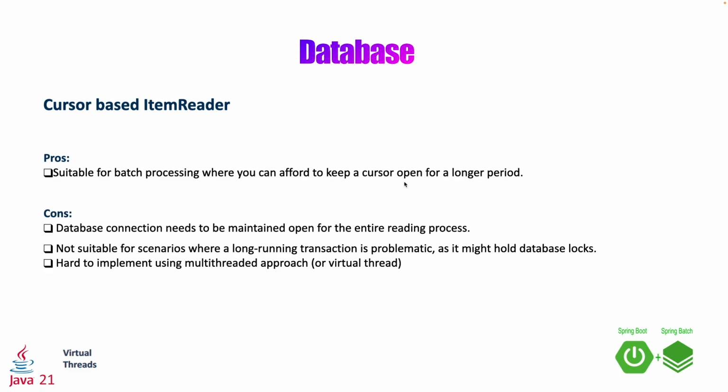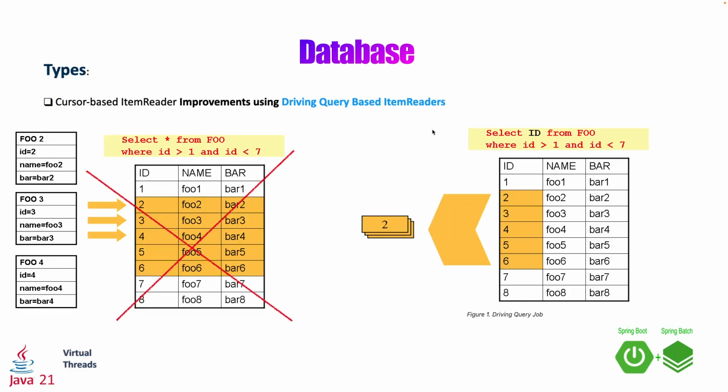Because during the batch processing, if you are sharing the database, some other application will not be allowed to read the rows that we are using in the batch, and it can be very bad. But we can use another approach which can help us improve our solution, which is by using the driving query based item reader. So what does it mean? If we take a look here on the left side, we have our select statement that selects the entire row of our table.